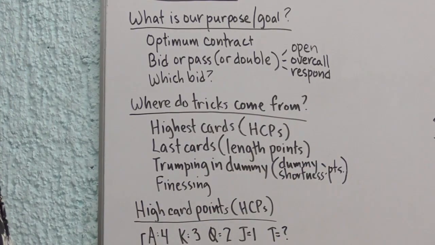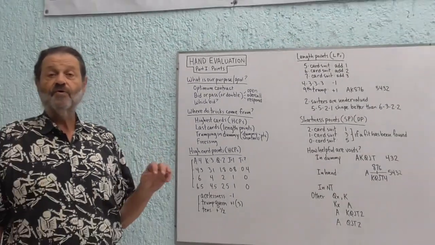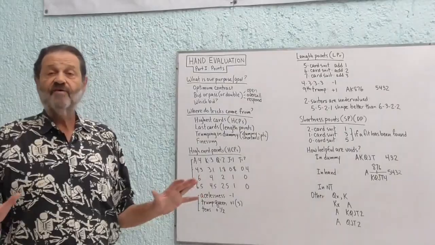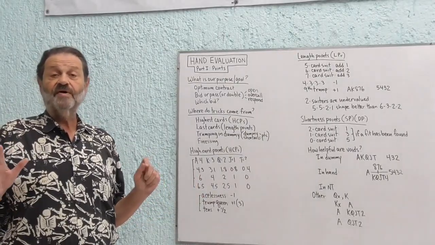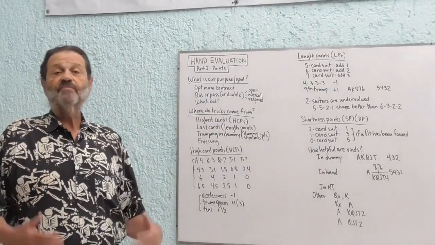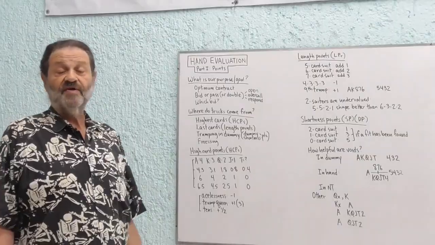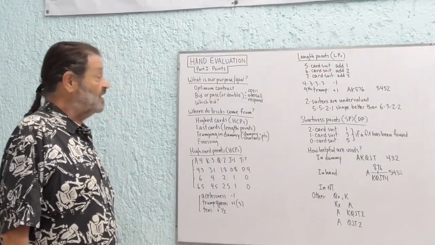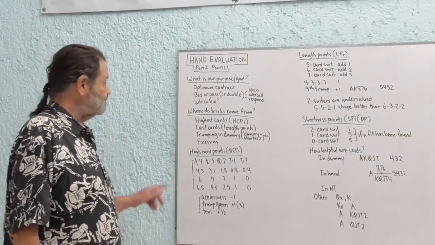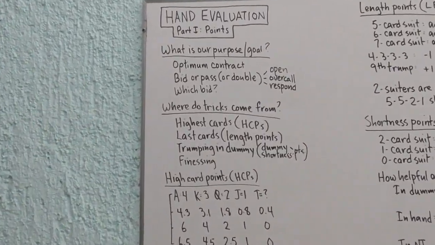When I say trumping in dummy, I want to emphasize that what I mean by dummy is the hand with the shorter piece of trump. So if we're in a 5-3 fit and there's a 3-card trump suit in dummy, even if it's in hand, it doesn't matter. If we can trump with one of those 3, we will manufacture a 6th trick, assuming we can take the other 5. We'll look at an example of that in a moment. And of course, finessing is where tricks come from, but that has nothing to do with hand evaluation.